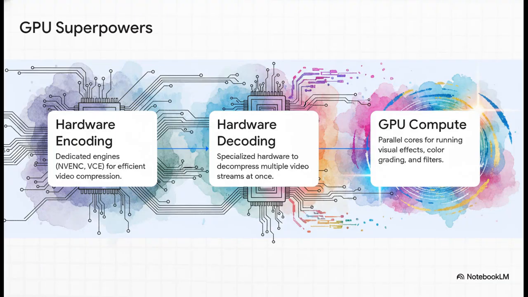Okay, first up, you've got dedicated hardware encoders. You've probably heard of NVENC from NVIDIA or VCE from AMD. These things compress video at lightning speed. Then you've got hardware decoders on the flip side, which can decompress tons of video streams at the same time without breaking a sweat. And finally, you have all those powerful compute cores. That's what handles all the cool stuff like visual effects, color grading, and filters. Put it all together, and you get performance that is just, well, worlds beyond what a CPU could even dream of.